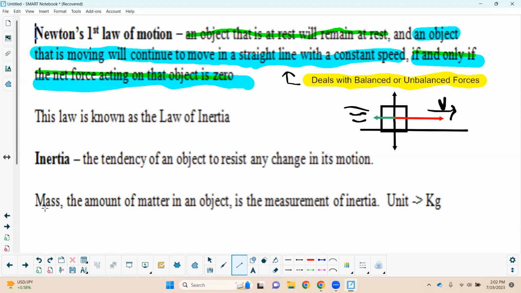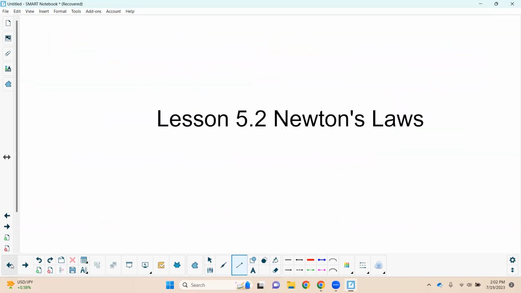The more inertia something has, the more mass it has, because mass is the measure of inertia. So in chemistry class, you said it was the amount of matter in an object. In physics, we call it the amount of inertia, and that's measured in kilograms. We've talked about mass when we did the gravity concept as well. All right, so that's the first law. It's just governing how things change motion.